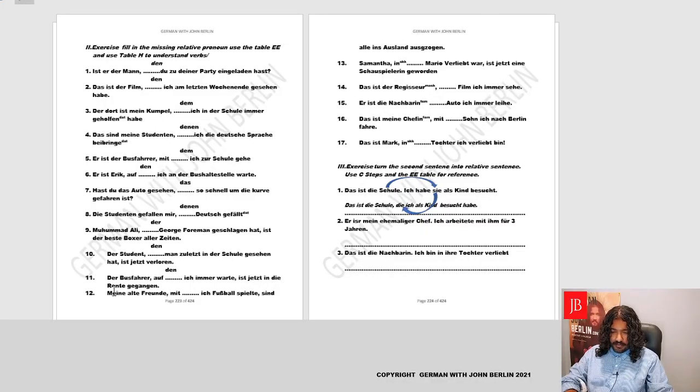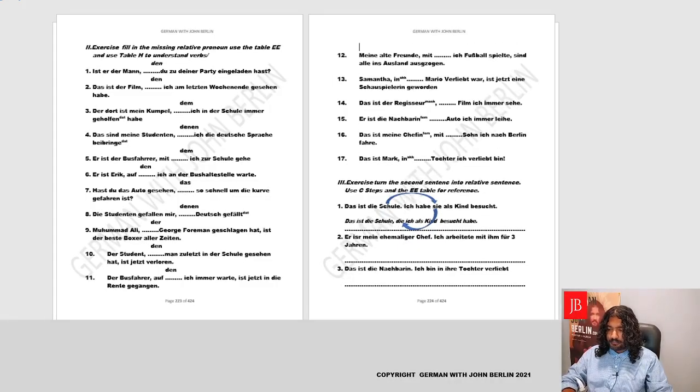Okay, let's complete this since we are at it. And let's go to the number 12. Meine alte Freunde, mit das ich Fußball spielte, sind alle ins Ausland ausgezogen. My old friends with whom I played football have moved out into foreign countries. Yes? Okay. Now let's find out. Meine alte Freunde, mit dem ich Fußball spielte. So here we don't have to think much. Mit is dative. So we'll be looking at Dativ column. Freunde is plural, so we'll go to plural. And we all know what is Dativ plural. Let's find out. Let's write it here. And it's them, they are them. Yeah, denen. Fantastic.